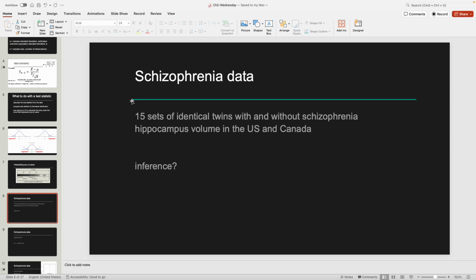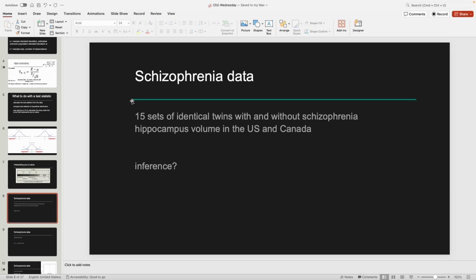Okay. Now, returning to our area of application with the schizophrenia data, there were 15 sets of identical twins with and without schizophrenia in the US and Canada, and they measured the hippocampus volume in the brain. Okay. So there's a question here. What can we conclude? There are two things we can ask about inference. What can we conclude in terms of the p-value? What can we conclude concerning the sampling design?